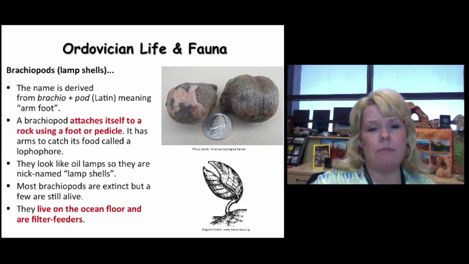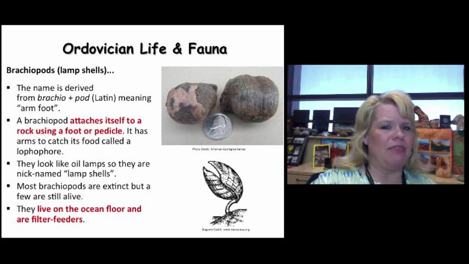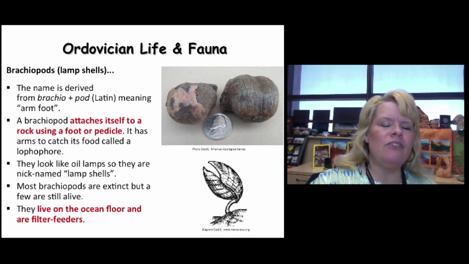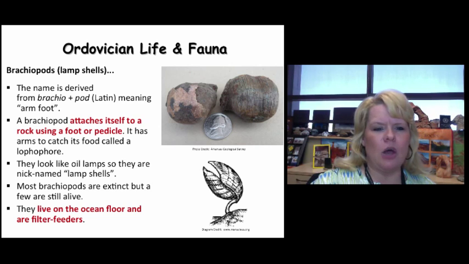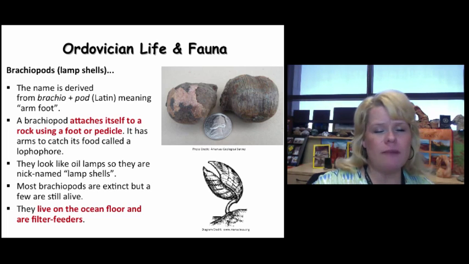Brachiopods are known as lamp shells. Why are they called lamp shells? They look like oil lamps, so they're kind of unique. They don't all look the same. There's a lot of different varieties, but we learned a little bit about them in the Cambrian, because if you recall, they made their debut in the Cambrian, but they diversified rapidly during the Ordovician. The name brachiopod: brachio means arm and pod means foot.